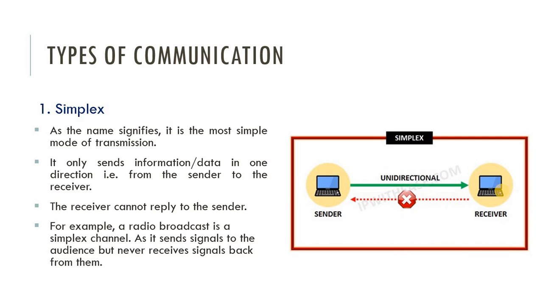For example, a radio broadcast is a simplex channel, as it sends a signal to the audience but never receives a signal back from them. So this is a simplex type of connection in which only the sender is able to send data, while the receiver is not able to send anything to the sender. So that is the first type, which is simplex.